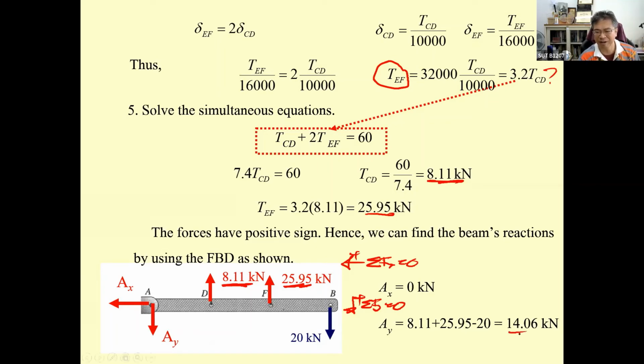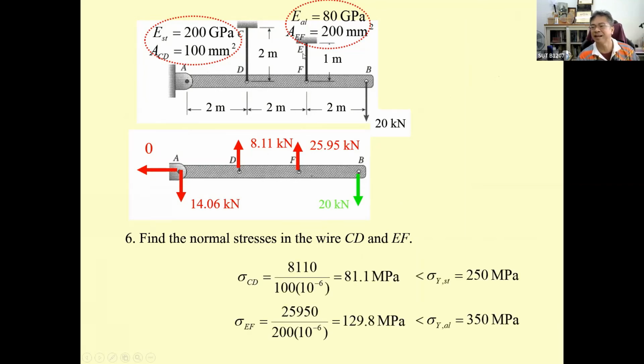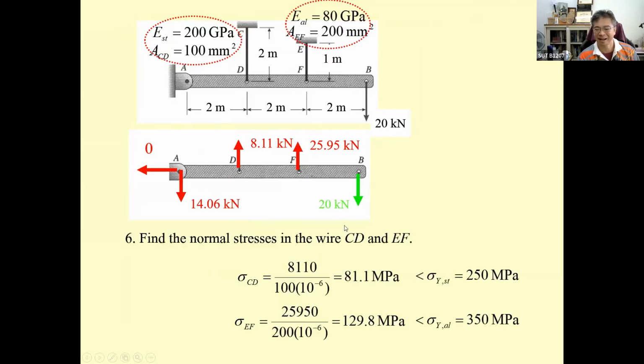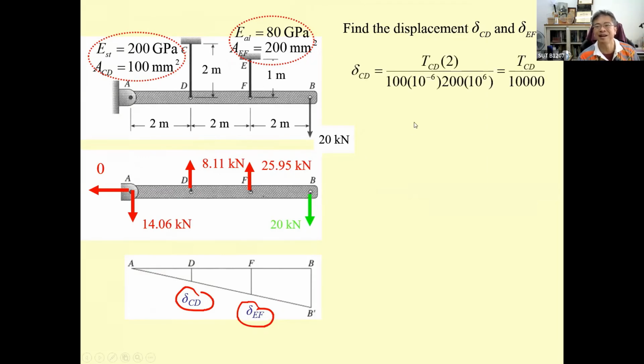You got this is 14.06. Okay, and then this is going to be the reaction that we get. You can find the normal stress in the Y, CD, and EF easily, and it must be less than yielding stress. This is going to be linear elastic. Okay, linear elastic, and then they are all linear elastic, and then you can determine all the deformation that occur here by using the same equation, the force displacement relation.